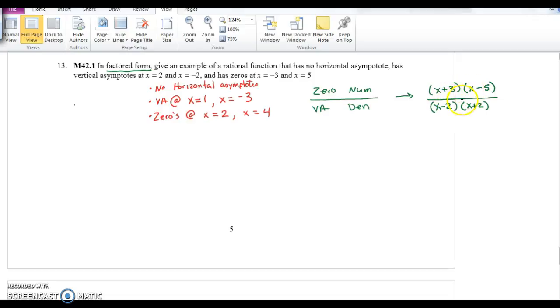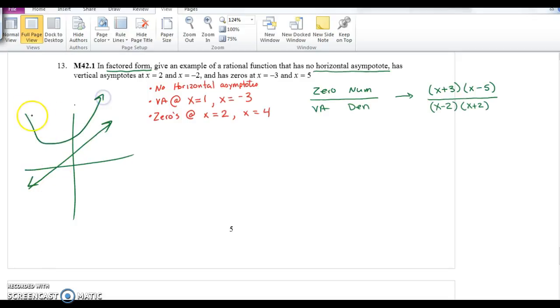is that we'd have the zeros correct, but we will have a horizontal asymptote, because this will multiply together to be x squared over x squared, and I'd have an asymptote at 1. So what we really need is something with a slanted asymptote, or like a parabolic asymptote.